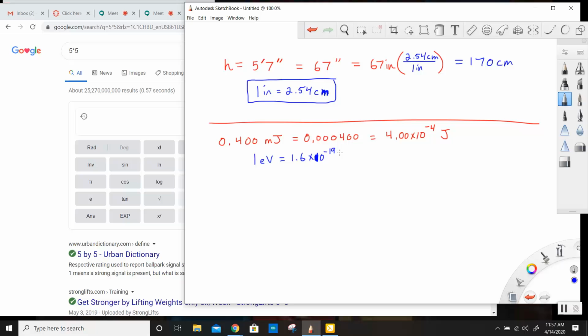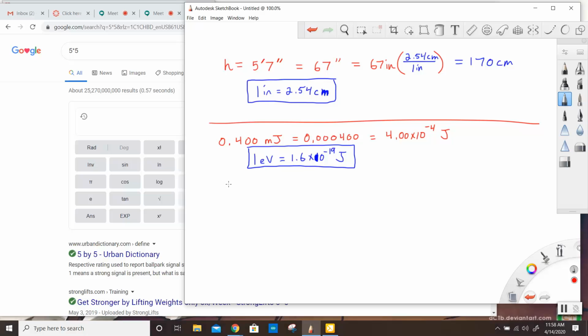We do the same thing. I go to the next line because we don't have as much room. We have 4.00 times 10 to the negative 4 joules, and we need our conversion factor here. Which one goes on top and which on bottom? The 1.6 times 10 to the negative 19 joules goes on the bottom, because joules is over here and we need that to cancel. Then the 1 electron volt is on top. That allows us to get this in terms of electron volts.